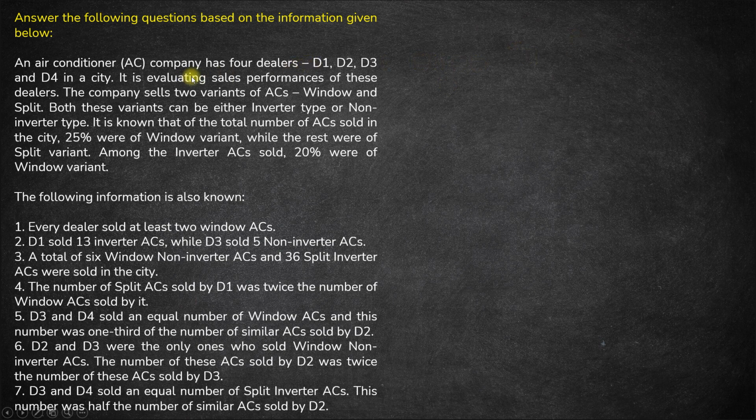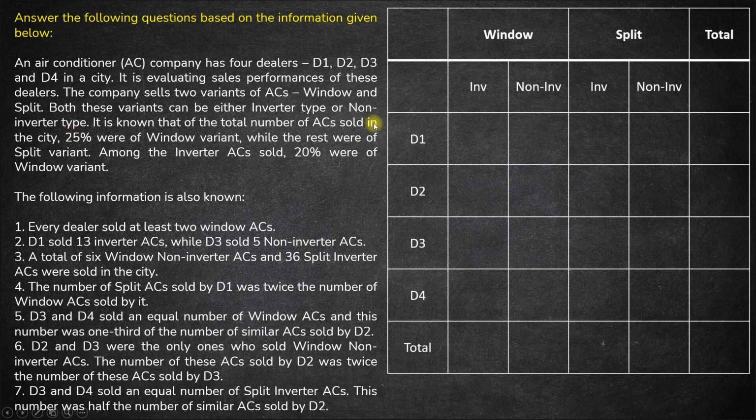So you have two kinds of ACs, window and split ACs, that are being sold by D1, D2, D3, D4. And these two kinds of ACs are again categorized as either inverter type or non-inverter type. So we can basically make a table out of this data. There are 4 dealers. They sell a total of 4 kinds of ACs: 2 kinds of window ACs, inverter and non-inverter, and 2 kinds of split ACs, again inverter and non-inverter, and then we'll have the total number of ACs.